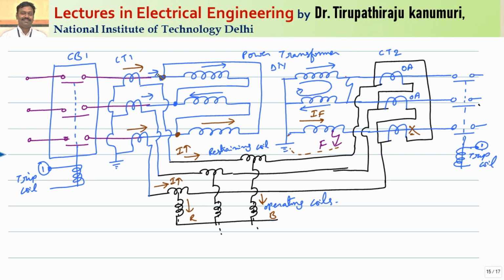Because of this, the coils that are connected in the R phase and Y phase will operate because of the difference in the current. I hope it is clear to you how this differential relay operates for internal faults and how it will not operate for external faults.